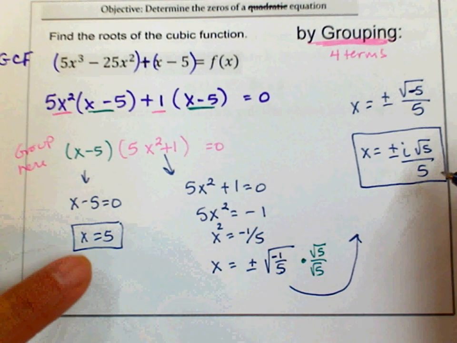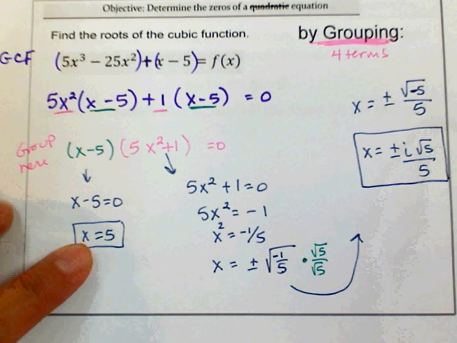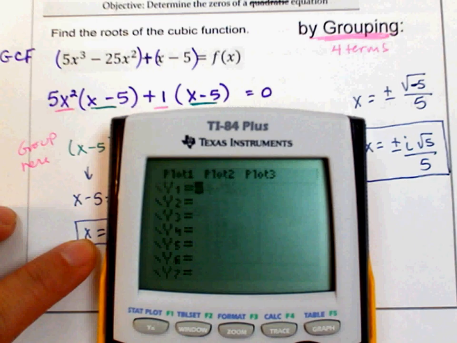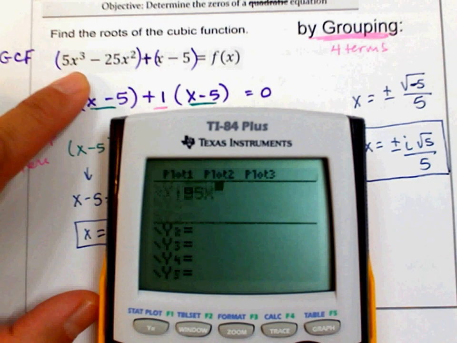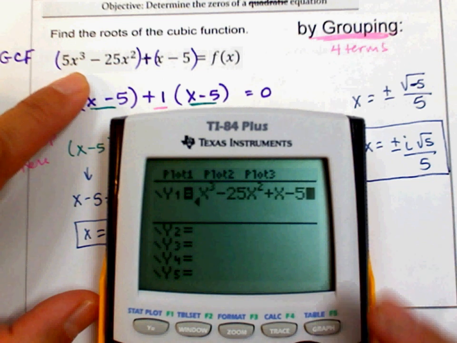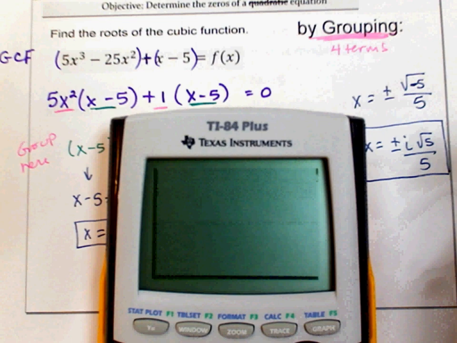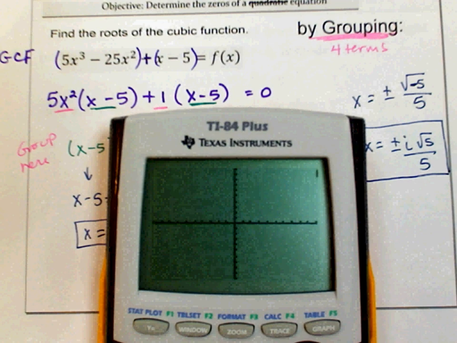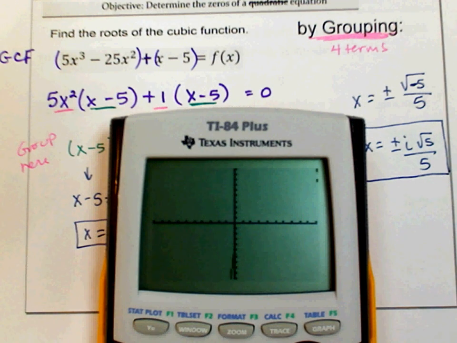I'm curious. Why not? Okay, watch. 5x raised to the third minus 25x squared plus x minus 5. Graph. Oops. Somebody messed with my graph. Give me a moment. Zoom standard. Do you see it right there? It crosses at 5, but not right there.